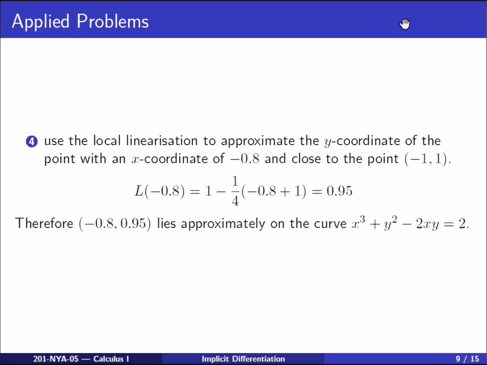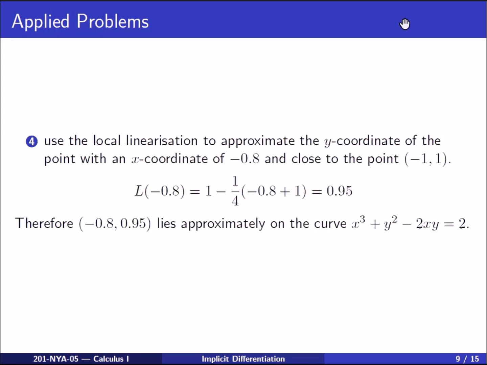Now, the advantage of having the tangent line and the local linearization at a given point is that they can be used to approximate anything that we want to know about the curve itself. So for example, we could use the local linearization to approximate the y-coordinate of a point with an x-coordinate of minus 0.8 when we're close to (minus 1, 1). We're saying close to (minus 1, 1) because the tangent line and the local linearization are obtained at that point. So we need to be close to that point so that the information that we're retrieving from the tangent line or the local linearization makes sense. Otherwise, the approximation is not good.